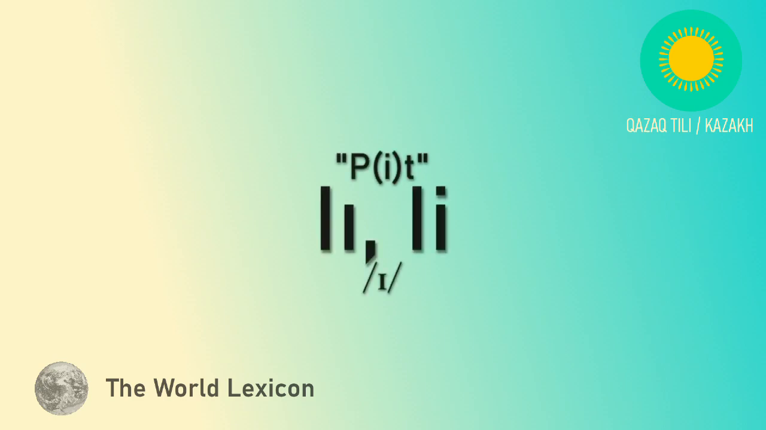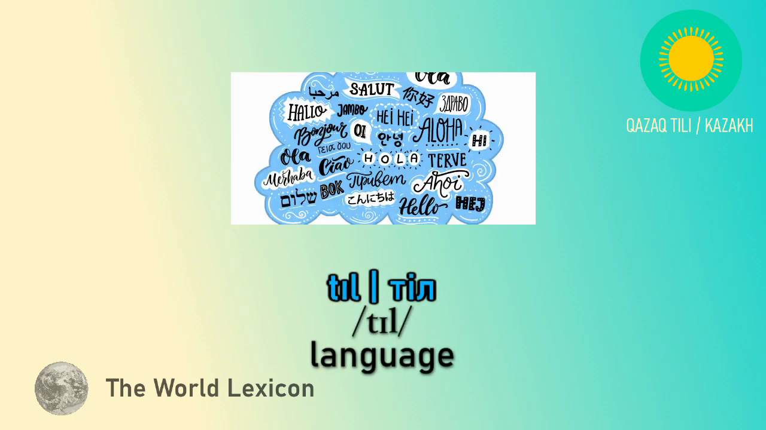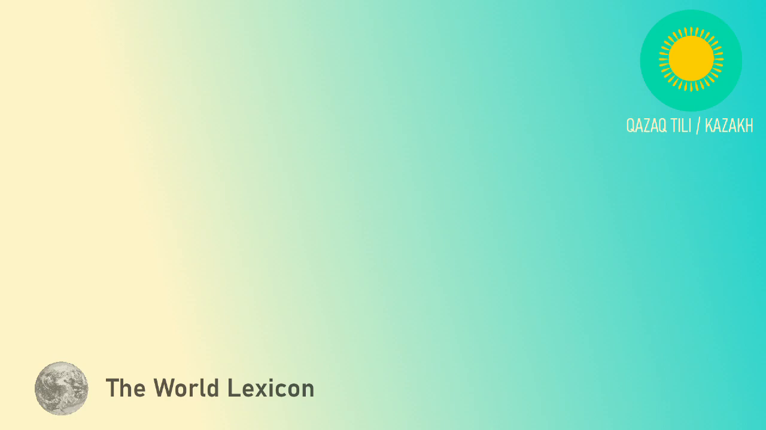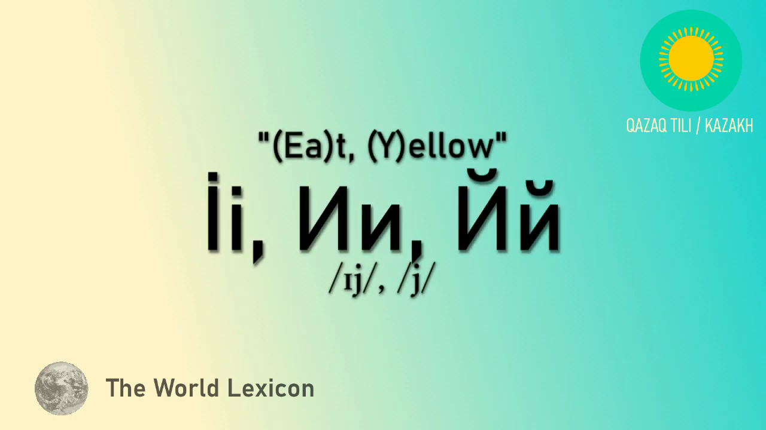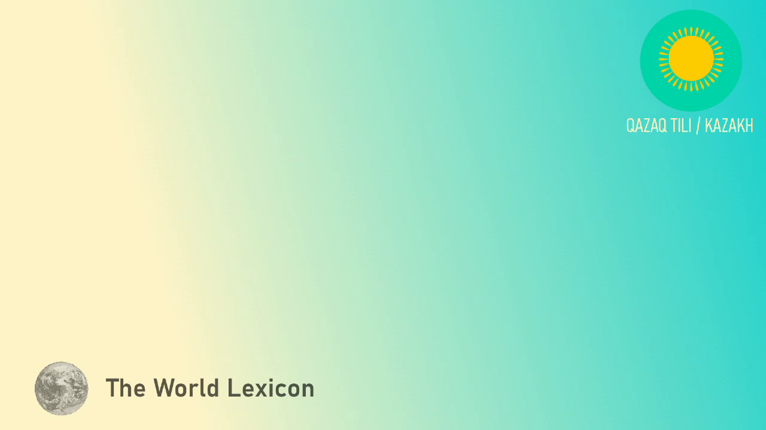Next is E. This is close to the sound that in English would be described as the short I, like the I in pit. Til. This letter is A. It's actually represented by two letters in Cyrillic. One, E, is like a diphthong between I and Y. The other, Kuske, is more like a Y in English. Ye.